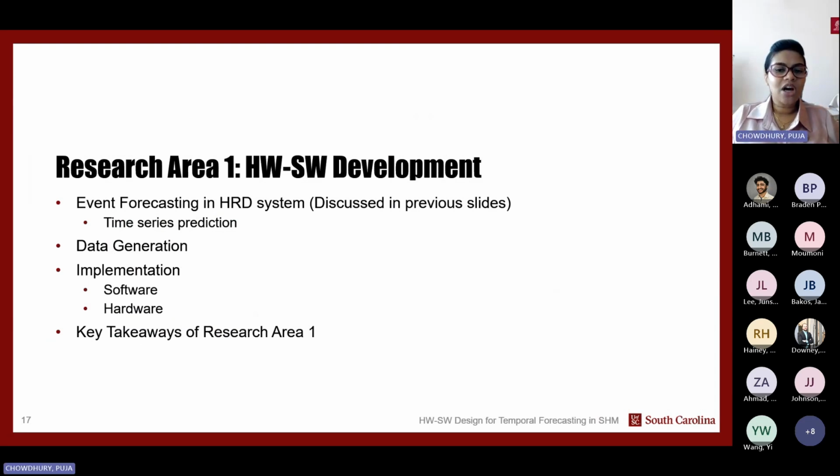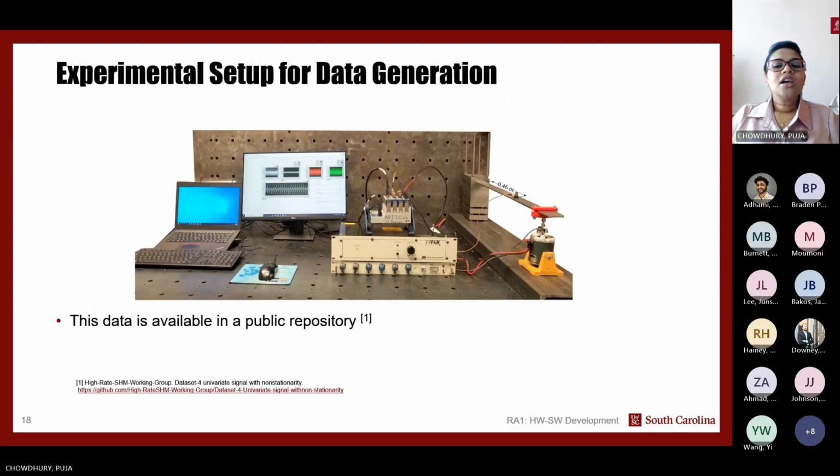That's how I'm done with my overall research overview. Now start with research area 1, hardware software development. It starts with the experimental setup for data generation.